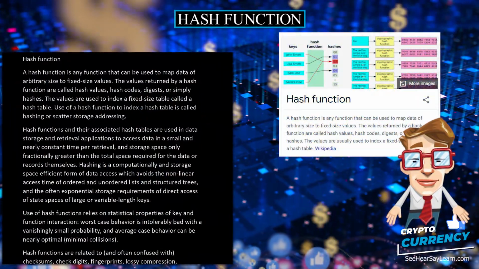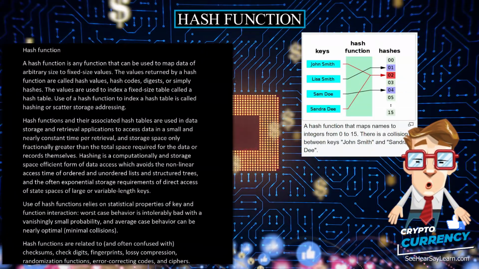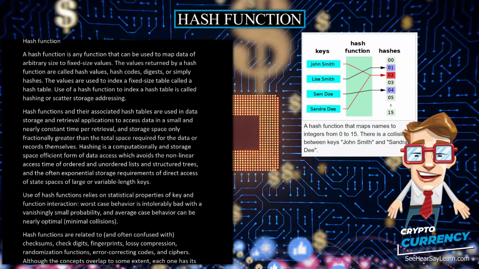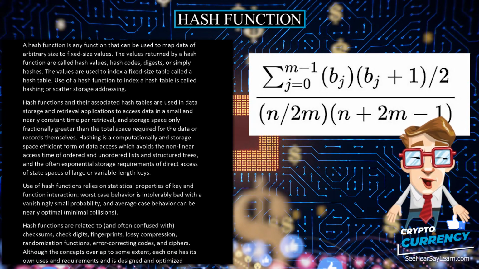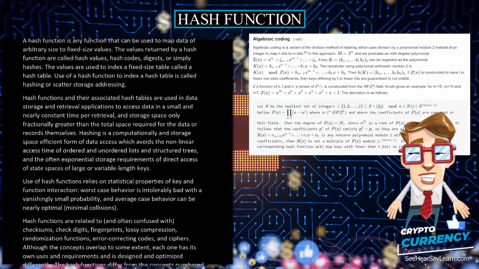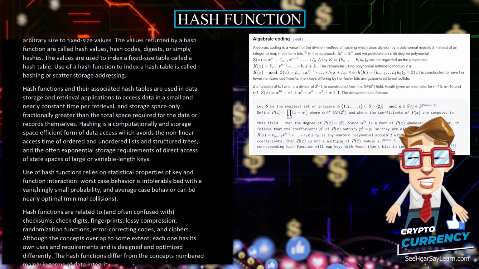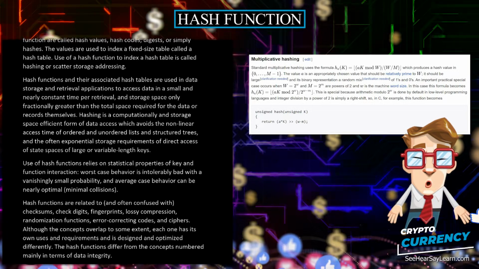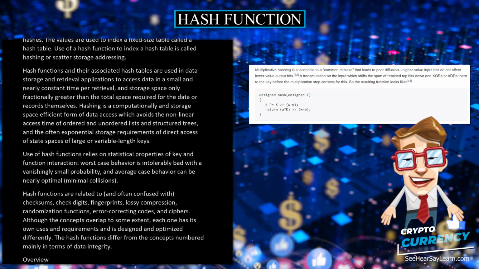Hash function. A hash function is any function that can be used to map data of arbitrary size to fixed size values. The values returned by a hash function are called hash values, hash codes, digests, or simply hashes. The values are used to index a fixed size table called a hash table. Use of a hash function to index a hash table is called hashing or scatter storage addressing.